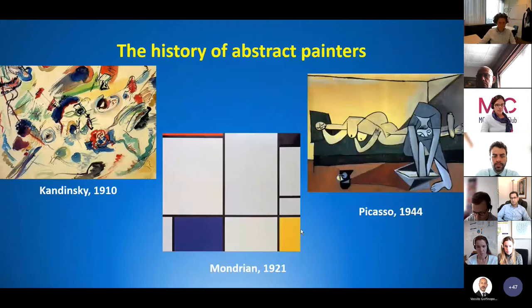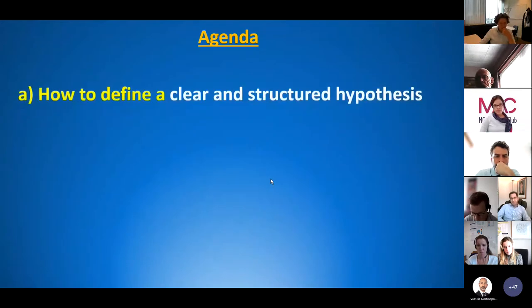I do think that all of you know the history of abstract painters, of Kandinsky, of Piet Mondrian, and of Pablo Picasso, obviously. And you know that these famous abstract painters also had a strong ability to paint in a realistic, naturalistic way. That means they knew all the technical rules of painting before embarking on abstraction. So, moving the thought to another field, in order to think outside of the box, we should know how the box is built.